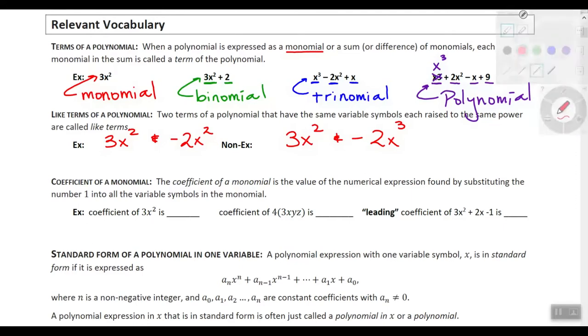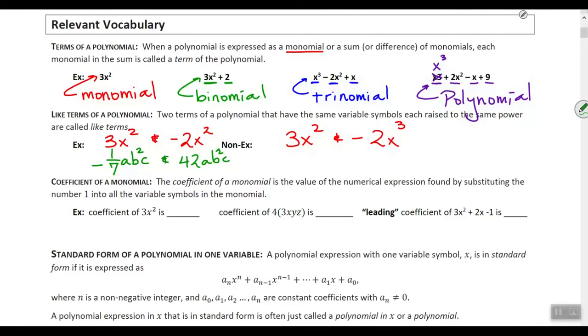A more complicated example might be, let's go crazy, negative 1/7 ab squared c, and if I had the number 42 ab squared c. I have the same variable symbols, a, b, and c, and each of them has correspondingly the same exponents. So it's ab squared c and ab squared c. So these are like terms.